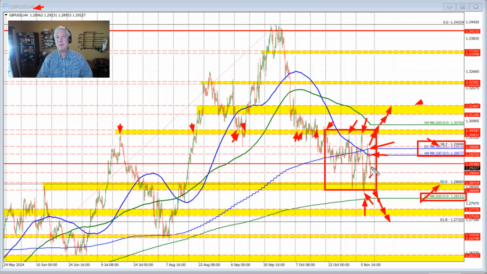Staying within the 3-week trading range. Lots of ups and downs in trading this week. Below the 100-day moving average, below the 100 bar moving average on the 4-hour chart, keeps the sellers more in control, keeps the bias in the direction of the sellers.